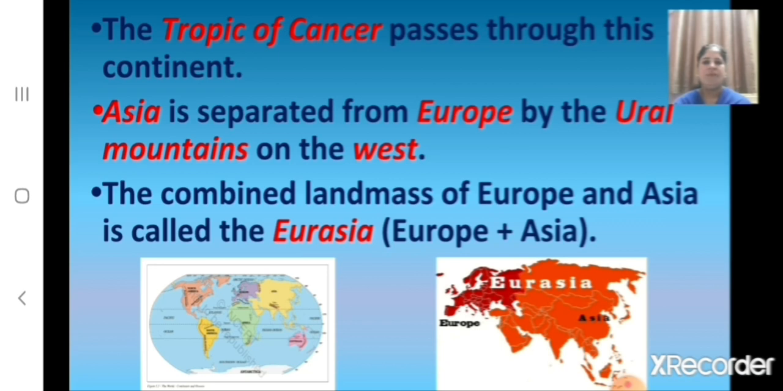And what is the combined landmass of Europe and Asia called? The combined landmass of Europe and Asia is called Eurasia. That is, Europe plus Asia is Eurasia.